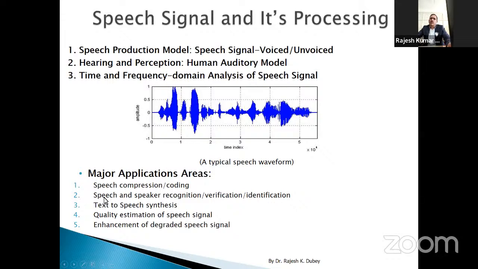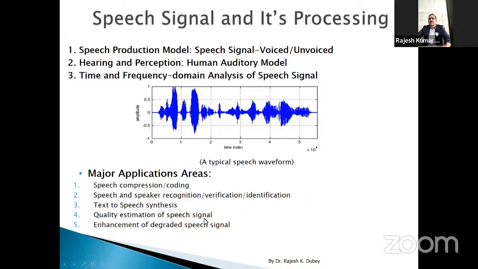Others, you all must have heard: speech recognition, speaker recognition, speaker verification, identification. All these are areas of application of speech processing. Text to speech synthesis: you have some text in the form of written material and you want to convert it into a speech signal so that it feels like someone is speaking. A machine which can translate text to a speech signal is a speech synthesis problem.